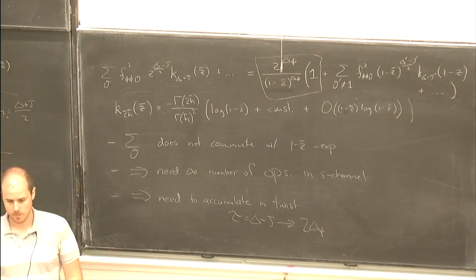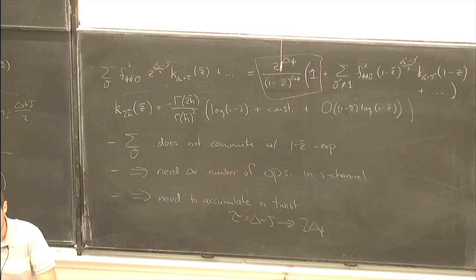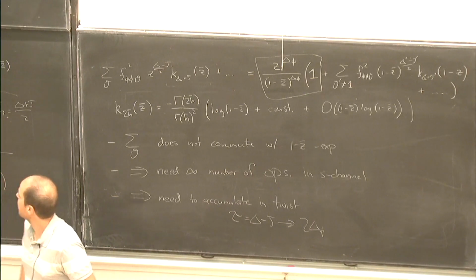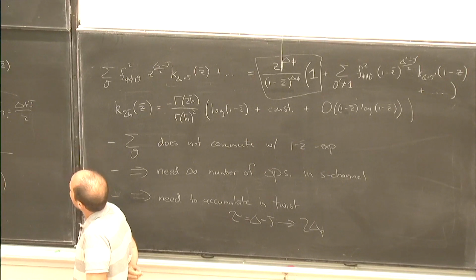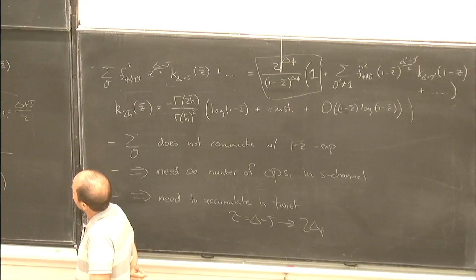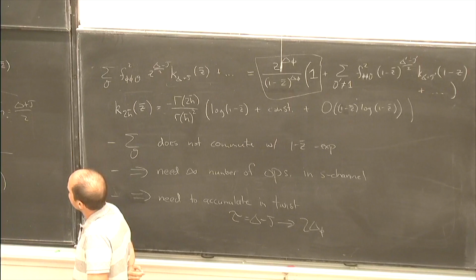Yes? Maybe a null question. In the relative size of 1 minus z bar and z, 1 minus z bar is smaller. Correct. So shouldn't we be just keeping the leading term in 1 minus z bar and having some exact function of z instead of the other way around? Because that's the limit that's taken first.